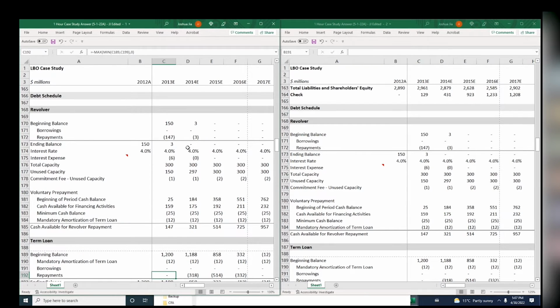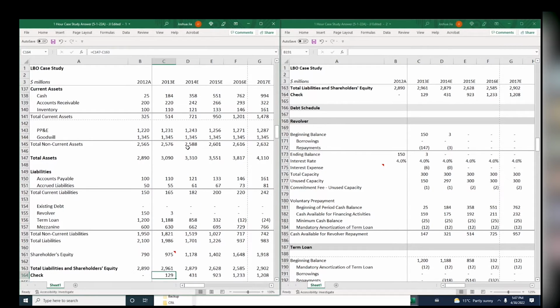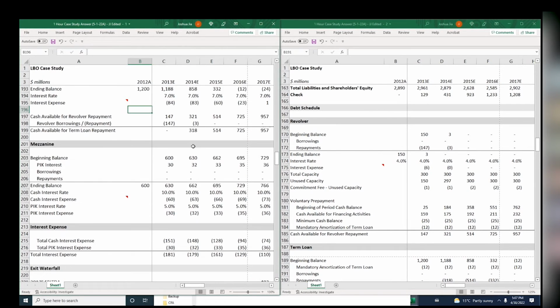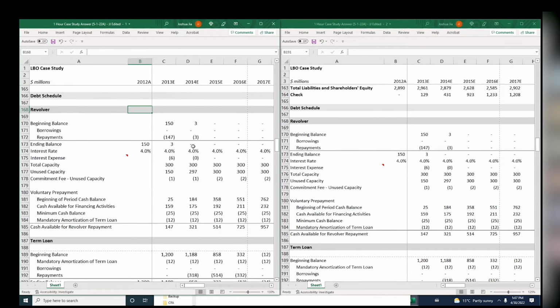Okay, so the next step, after you've done the three statements and adjusted your balance sheet, is you need to build a debt schedule. The way you do that is by first creating it. This is how I like to do it: create little separate sections for each piece of debt. Let's start with the revolver. The revolver is like that line of credit I mentioned.